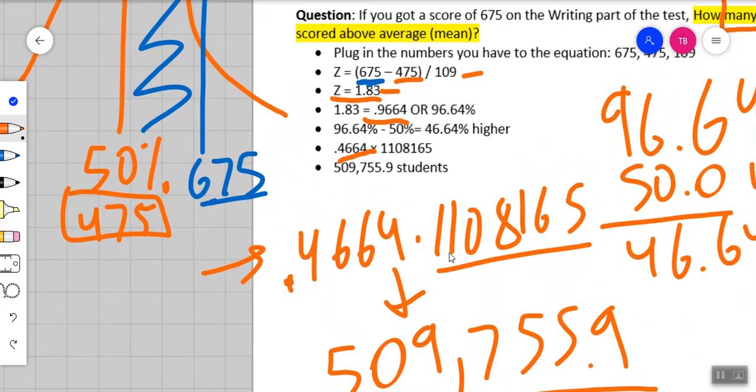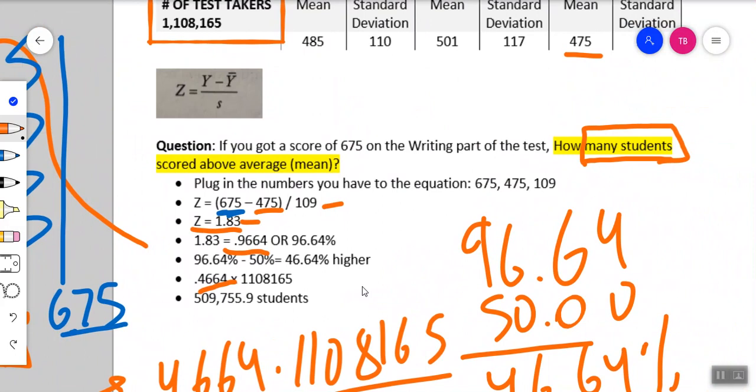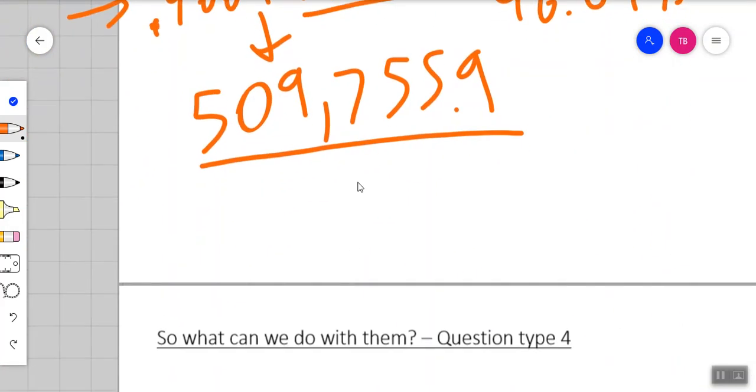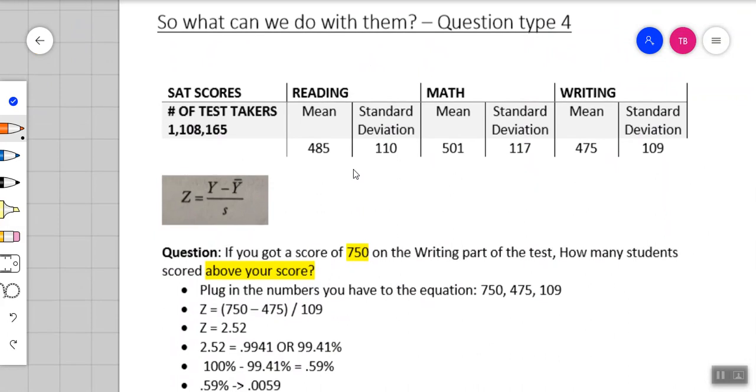The key thing here, I'll emphasize this a lot, is they're saying how many students, not percentage. When they're asking how many, they're looking for the number of test takers. So you're always going to do that extra step and look back at the number of test takers. Okay, just two more different versions.